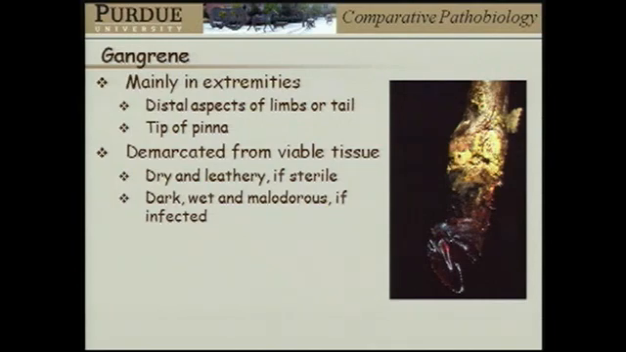Gangrene is another special kind of necrosis which is mostly used for extremities, especially the extremities of the limbs, and it implies that the tissue is dead from one point distally. It should be well demarcated from viable tissue. If it's a sterile process, the dead tissue will be dry and leathery. If it's an infectious process, that dead tissue tends to be dark, wet, and malodorous. So it's gangrene in the distal aspect of the limb of a horse.